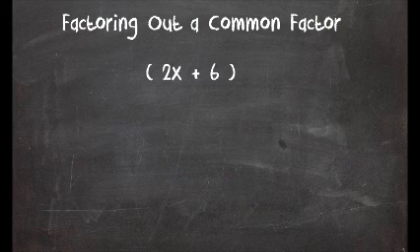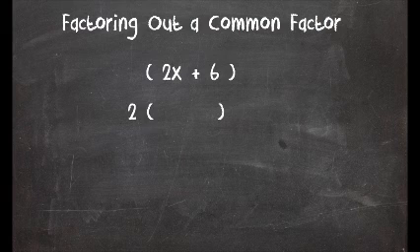Now that we found our common factor of 2, let's divide it out of our binomial. We will place it out in front of our binomial and then divide each term by this factor. 2x divided by 2 will give you x, and 6 divided by 2 will leave you 3. And that's basically how you factor out the common factor out of a binomial.